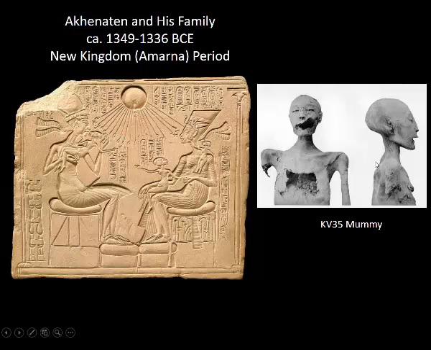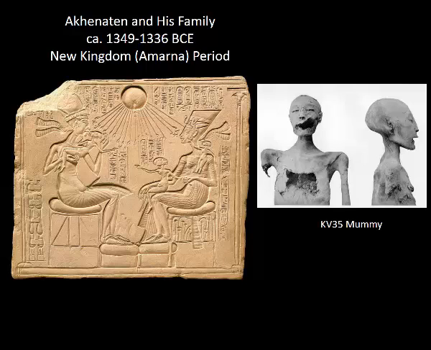Now this is mummy KV35, which is believed to be Akhenaten. We do see some misshapen skull, but not to the extent of what we see here. So this may be an explanation, but perhaps not. The other thing is Egyptians were crazy inbreeders, and so a lot of these physical deformities and diseases could come from the fact that they were breeding in very close quarters, so to speak, in terms of familial relationships.